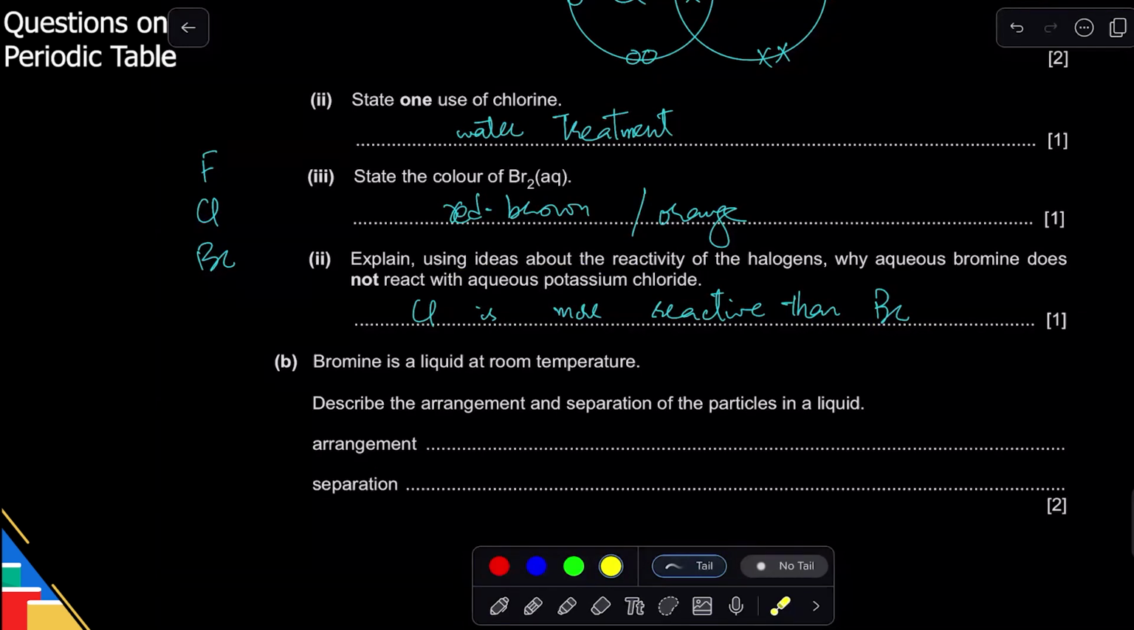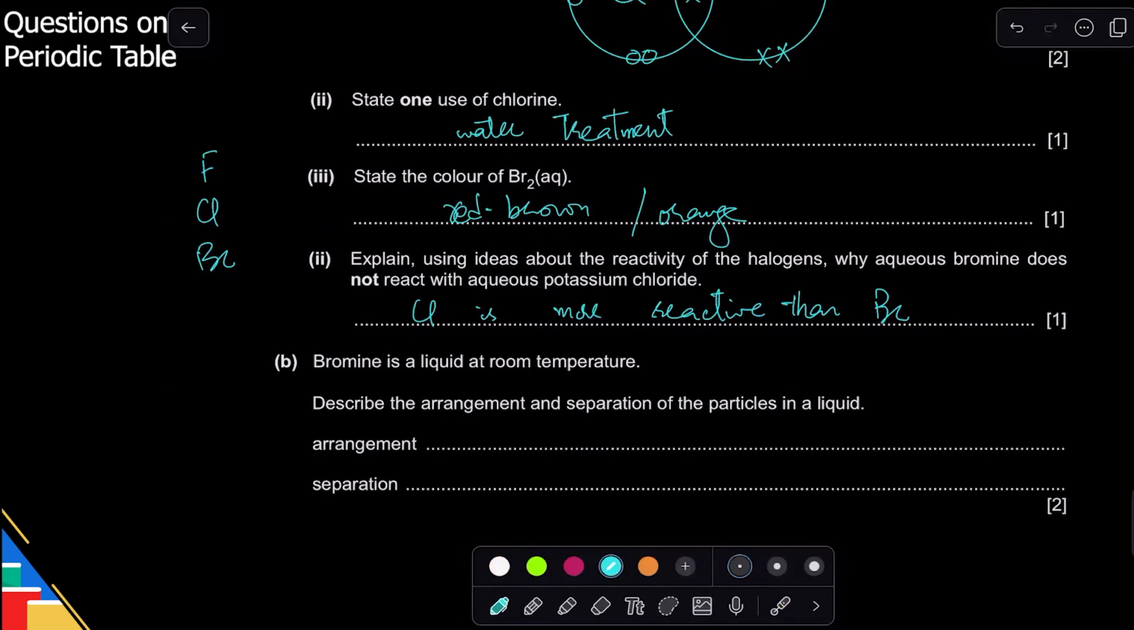Bromine is a liquid at room temperature. Describe the arrangement and separation of particles. Now look at this, this question is not technically periodic table. This is a question from chapter 1, kinetic theory, but they have connected it here. And that's fine. There are many connections in the exam that we need to be able to make between the syllabus topics. So arrangement, we know in a liquid what is the arrangement?